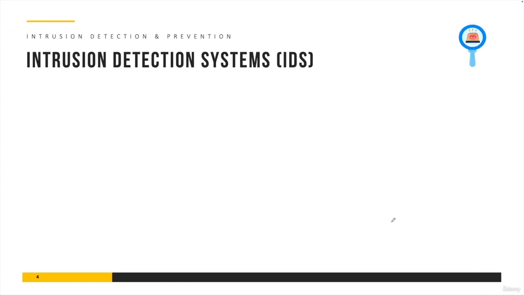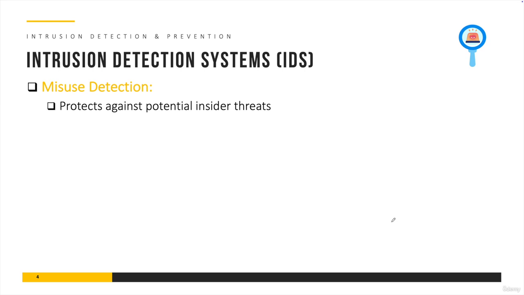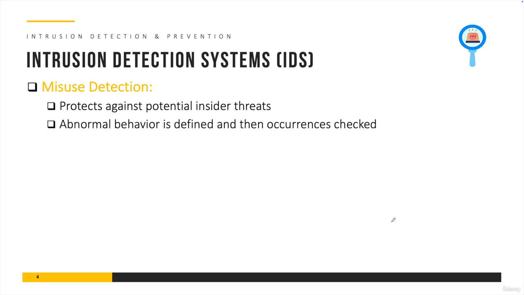Now, in the intrusion detection ecosystem, there are two different concepts that you must be aware of. The first one is called misuse detection. This is the first strategy. The idea behind misuse detection is that it protects against potential insider threats. What do we mean by that? We define what is abnormal behavior, and then we check whether that abnormal behavior has occurred or not. And if yes, then we have detected a misuse.